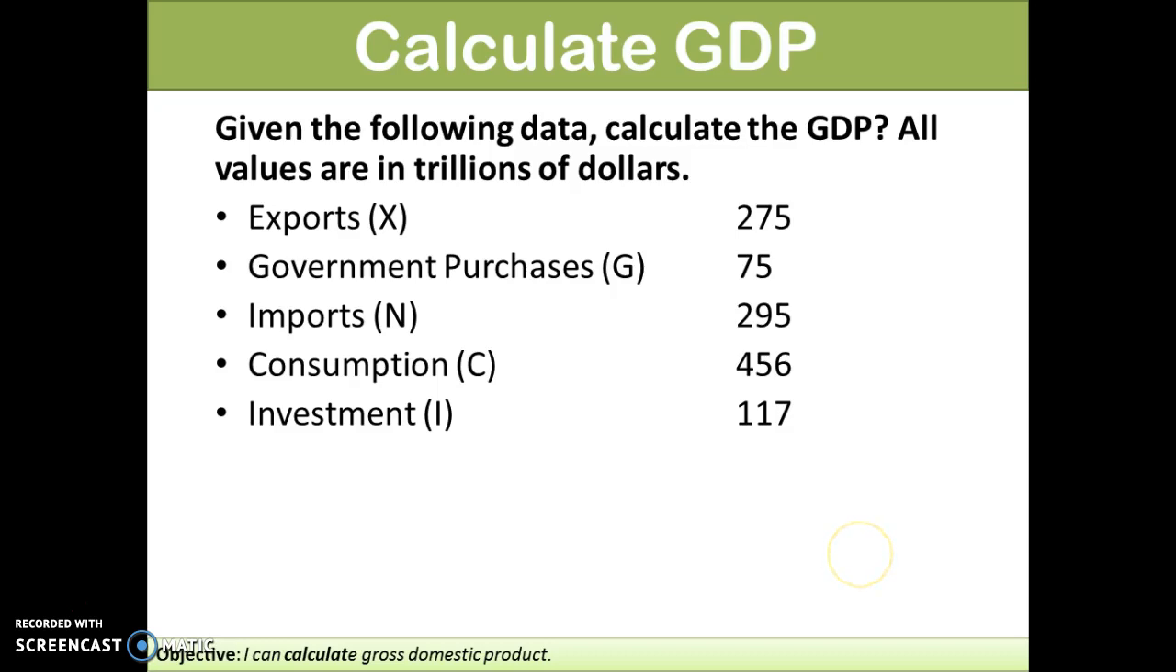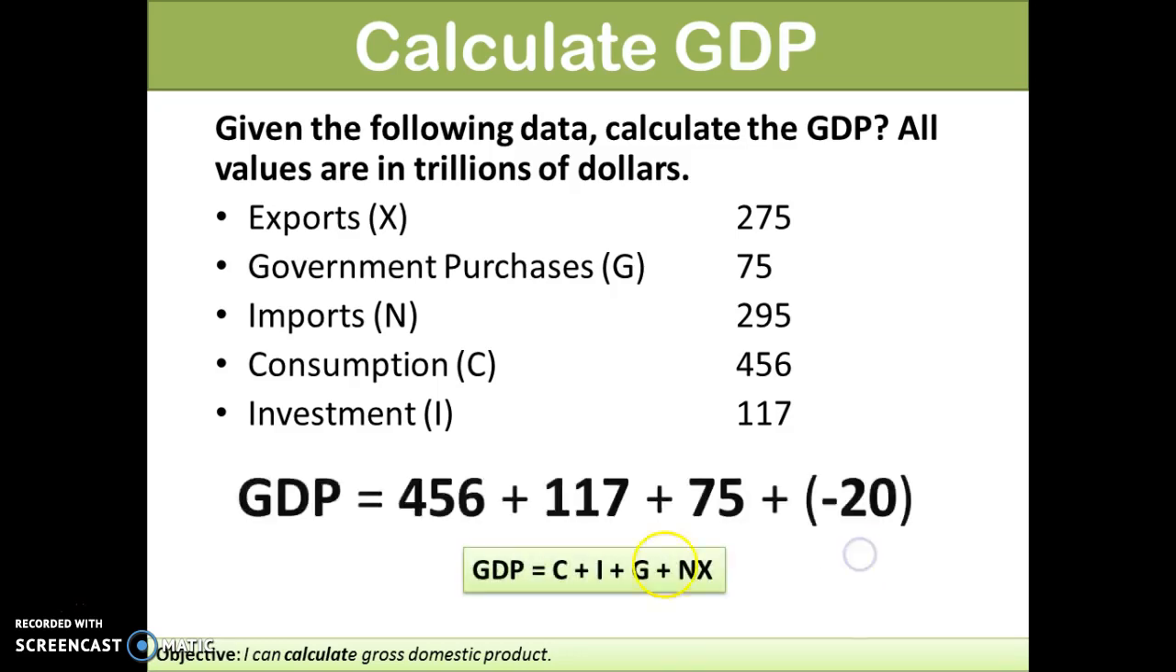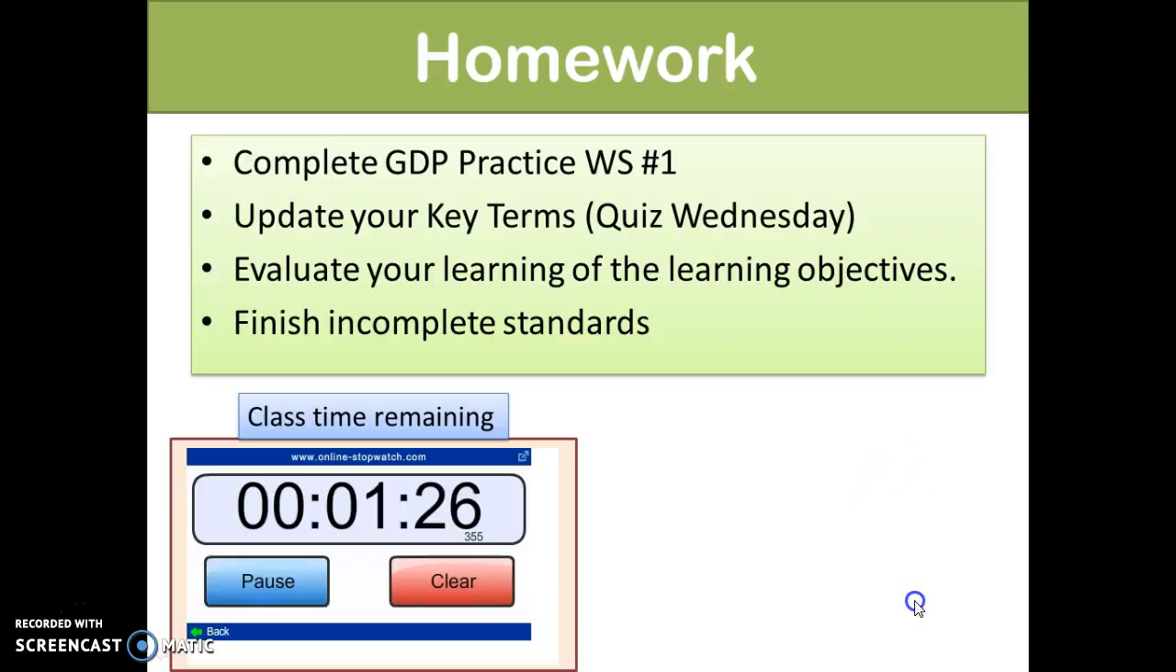Okay, we're going to take our equation, and we're going to plug in our data, 456, 117.75, and negative 20. Now, where did we get this negative 20? We have to do 275 minus 295. That's the net exports. 275 minus 295 equals negative 20. We add them up. We should get $628 trillion.